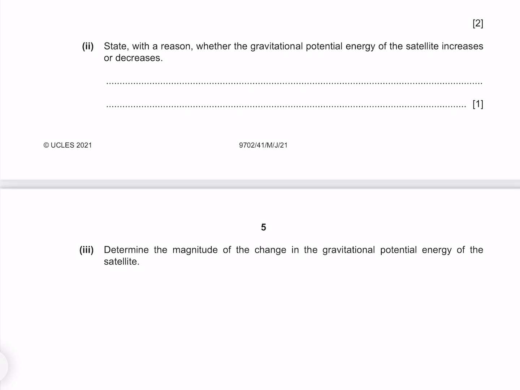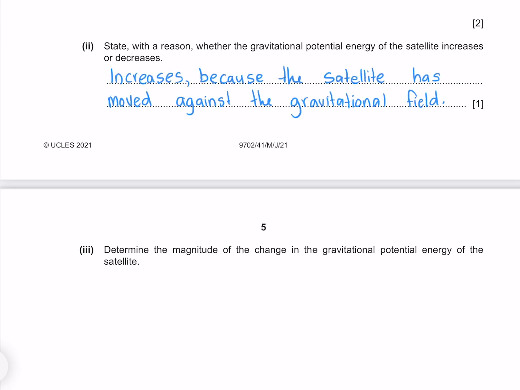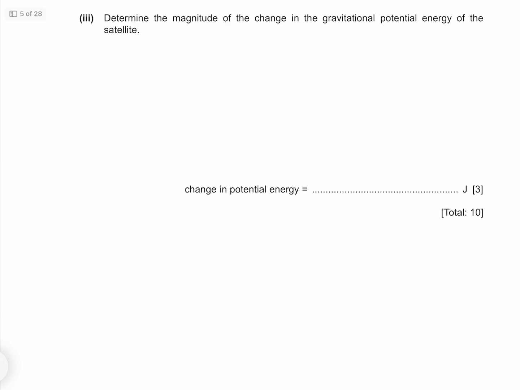State with a reason whether the gravitational potential energy of the satellite increases or decreases. It increases because the satellite has moved against the gravitational field. Determine the magnitude of the change in the gravitational potential energy of the satellite.